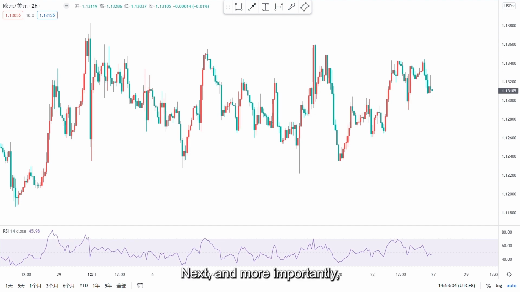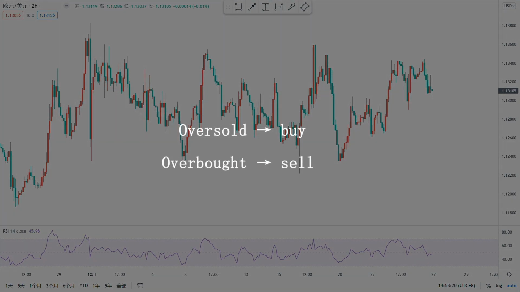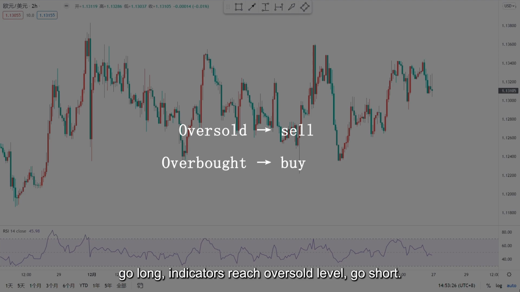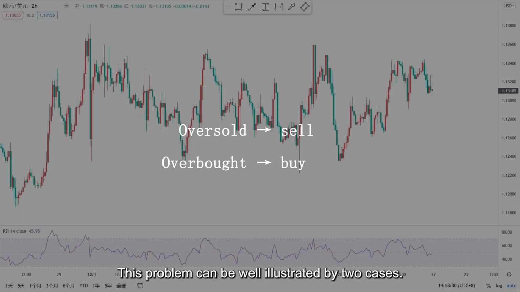Next, and more importantly, is the way overbought and oversold are used in a trend, which is the exact opposite of the first trading strategy. That is, when the indicator reaches the overbought level, go long, and when the indicator reaches the oversold level, go short. This can be well illustrated by two cases.